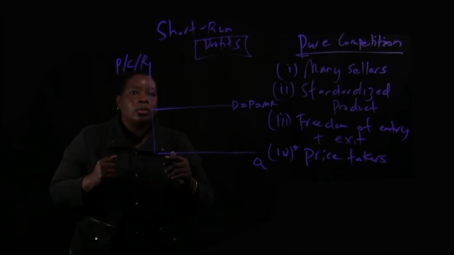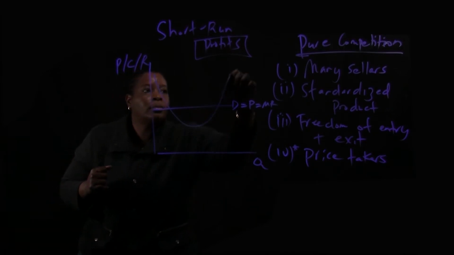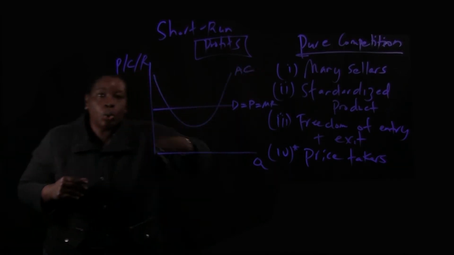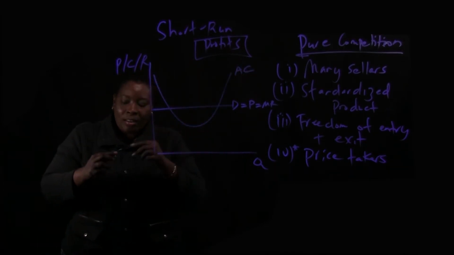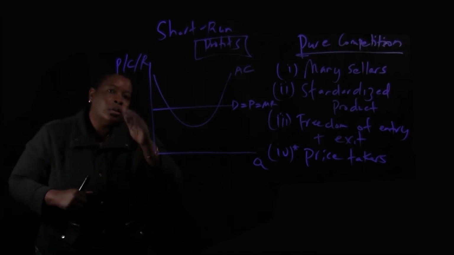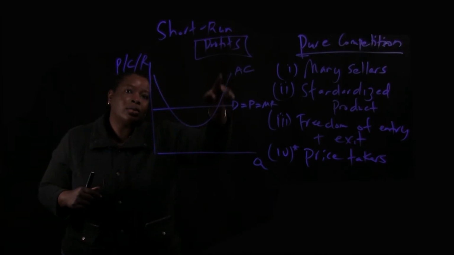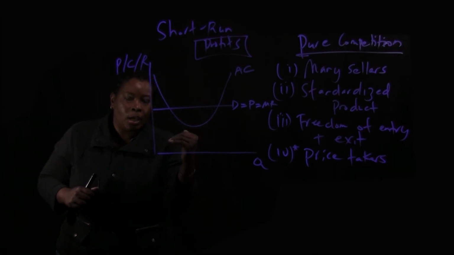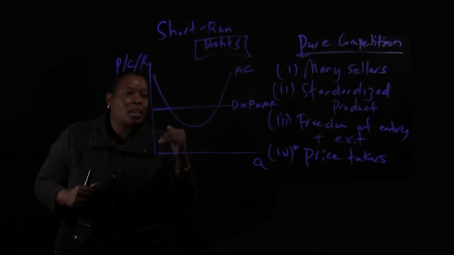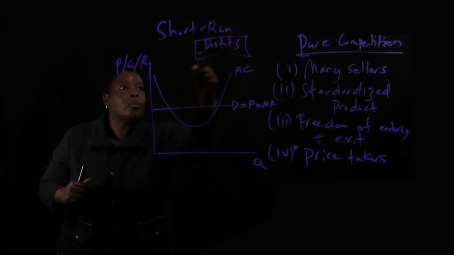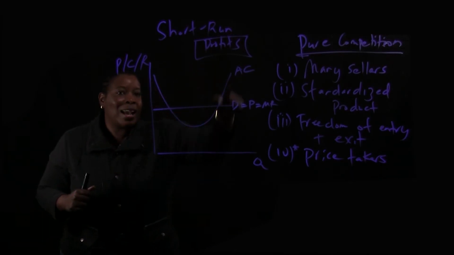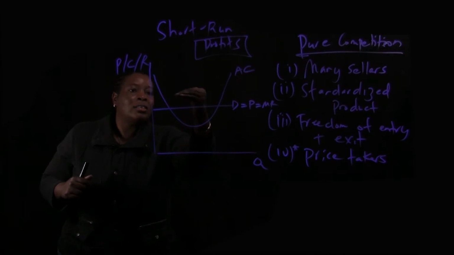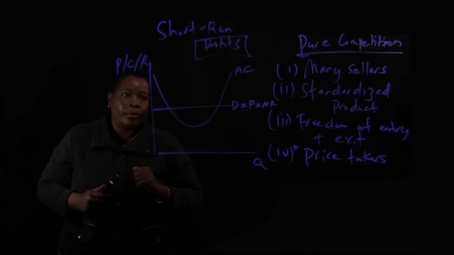And the average cost curve looks like this. It's U-shaped. Now, one thing I want to point out to you, notice when I put in the average cost curve, I put it in below the demand curve. And there's a reason why I did that. Because I'm trying to show the scenario of profits. When we put in the AC curve, it sits below the demand curve. That scenario will show profits.